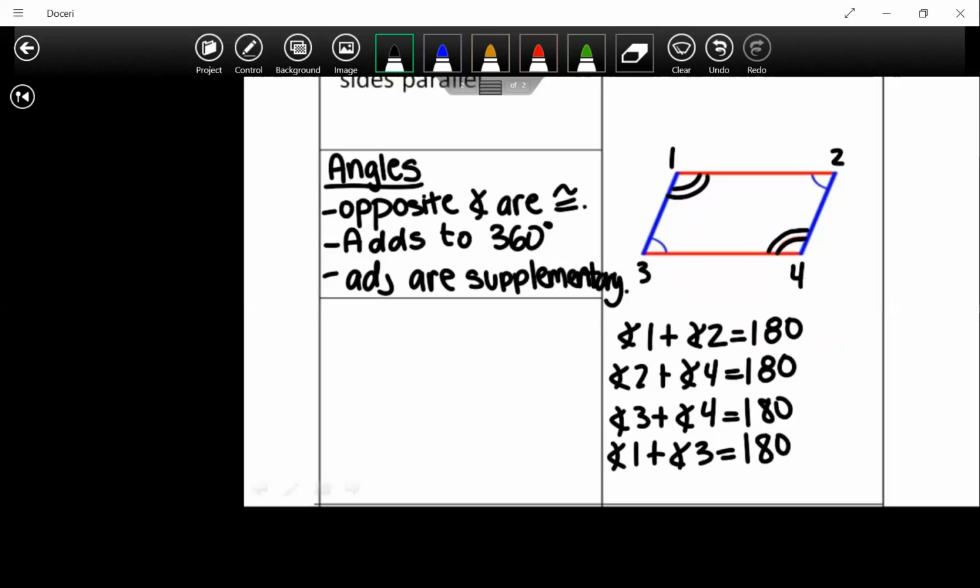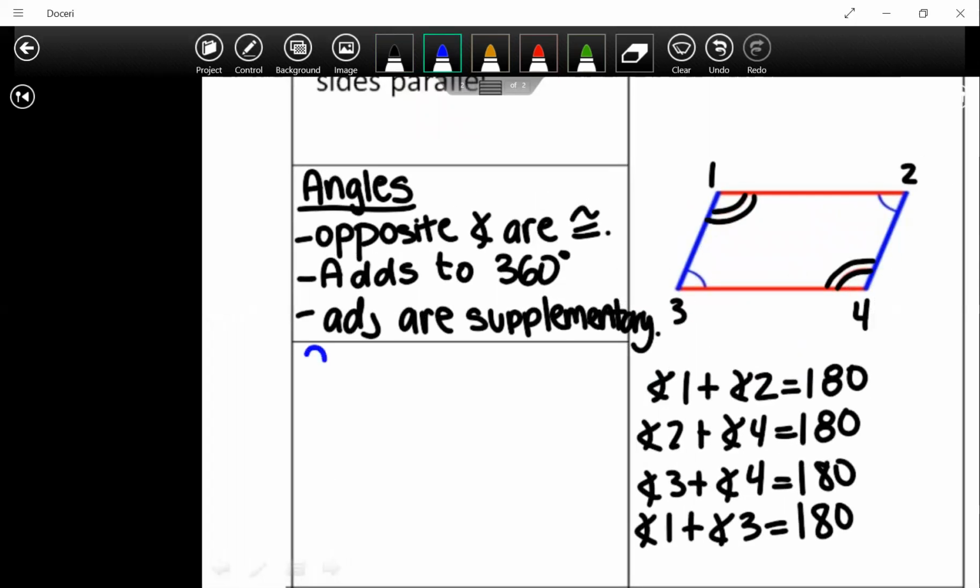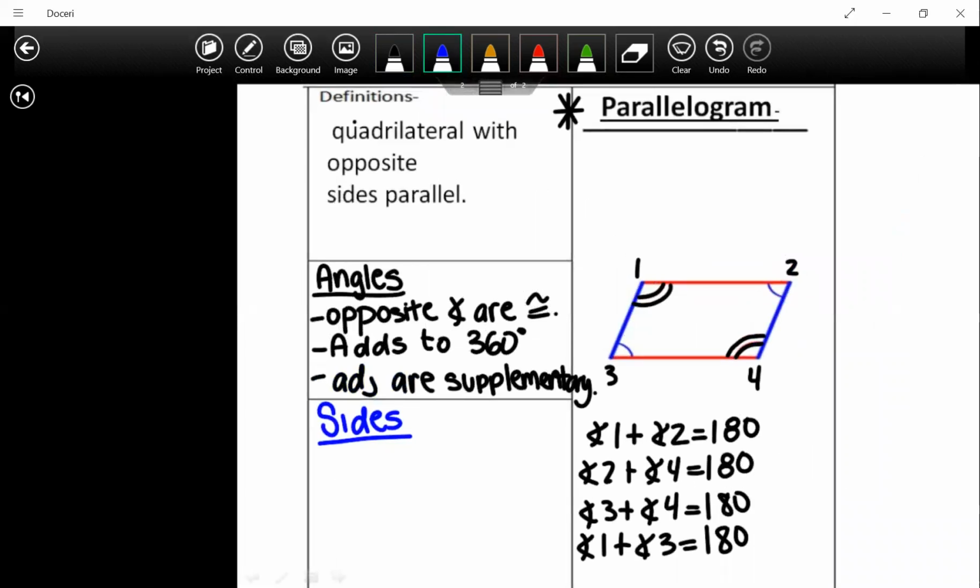So any angle that they're near are supplementary. If they are across from each other, they are congruent, so they're equal to each other. The next thing that we want to be able to see, and it stays in the definition, is sides. One thing that we know by the definition is opposite sides are parallel. This is what makes the definition of a parallelogram stand out. Opposite sides are parallel.